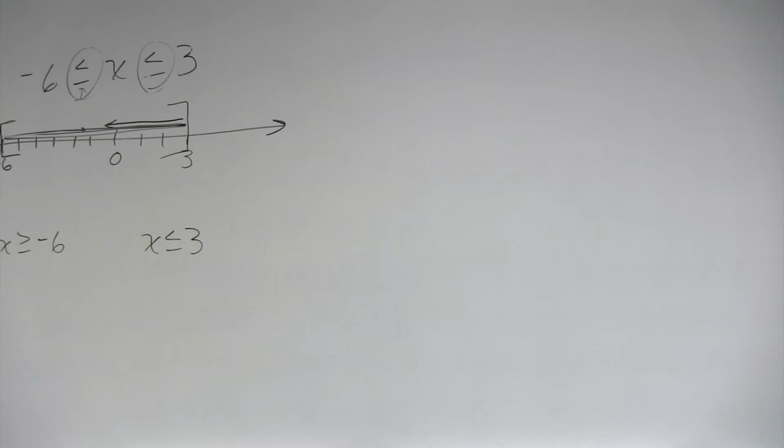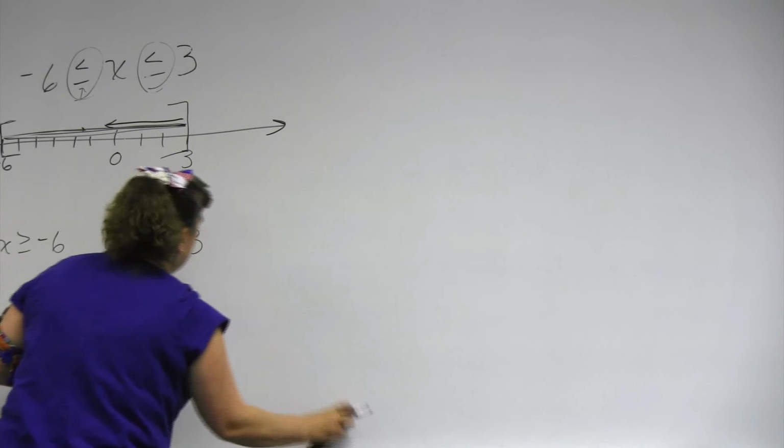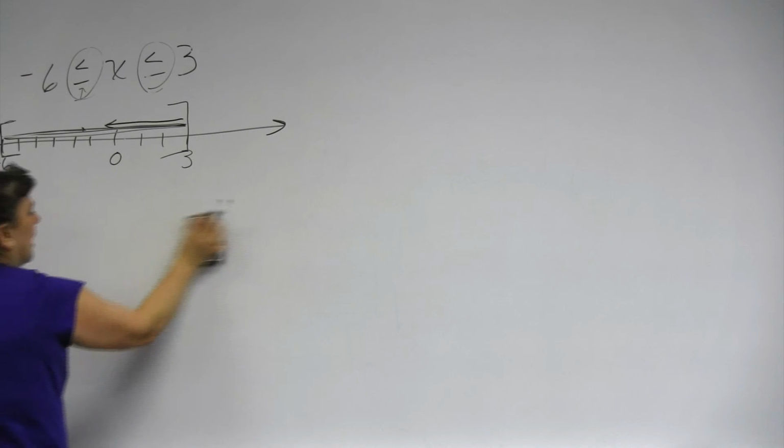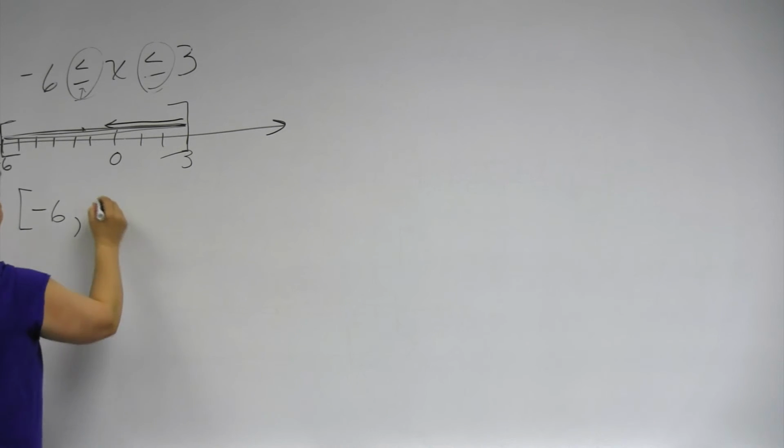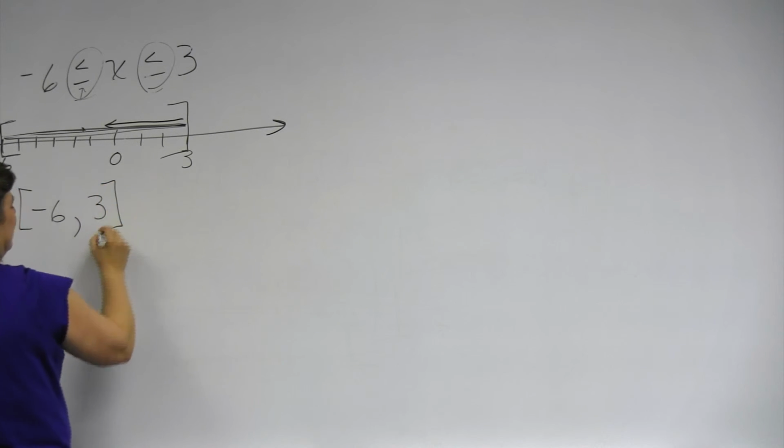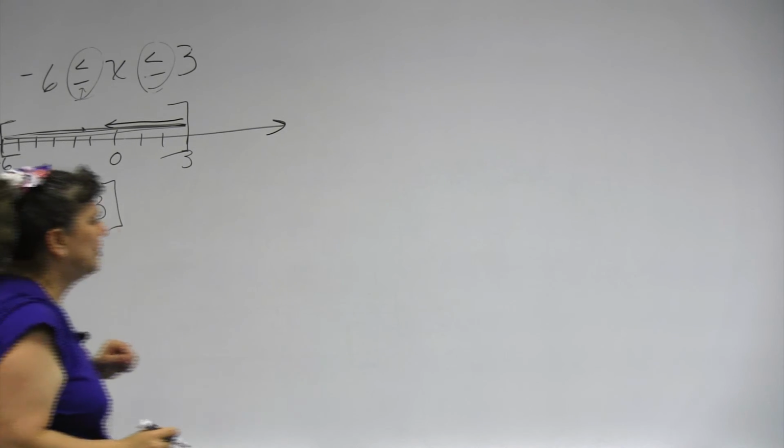Now, are we finished? If they ask for interval notation, we are not yet finished. So thinking of your interval notation, again, read it like a book as you're going from left to right. What do you hit first? Yeah, that's right. The bracket with its -6. And where do you finish? Yeah, I hear that. The 3 with its bracket. And there's your interval notation.